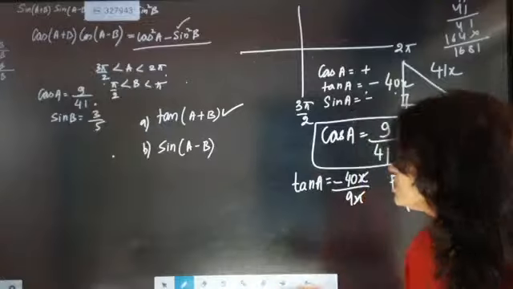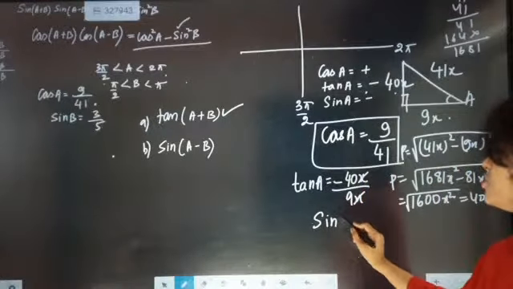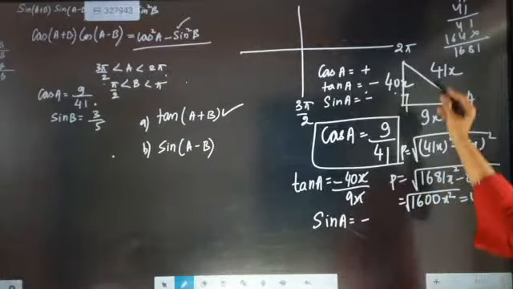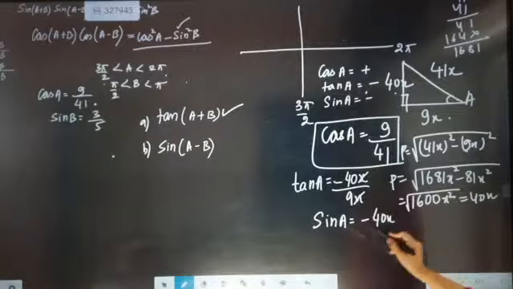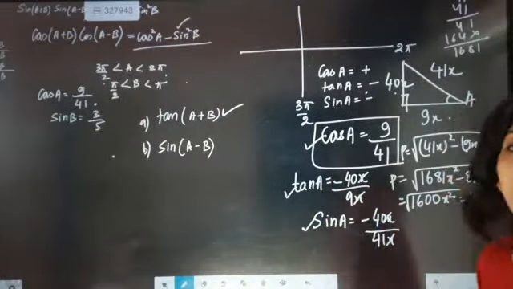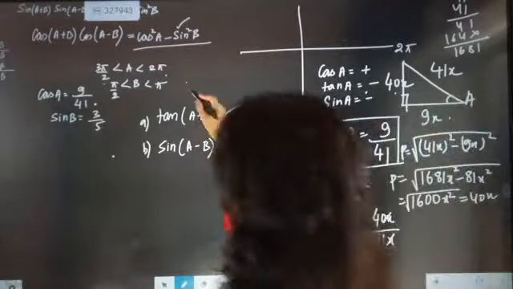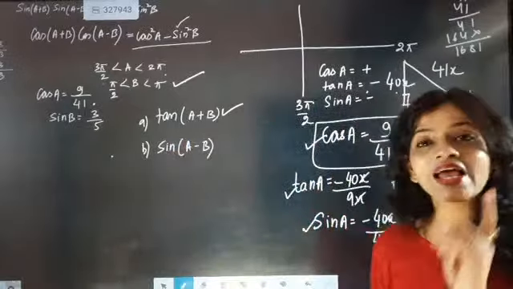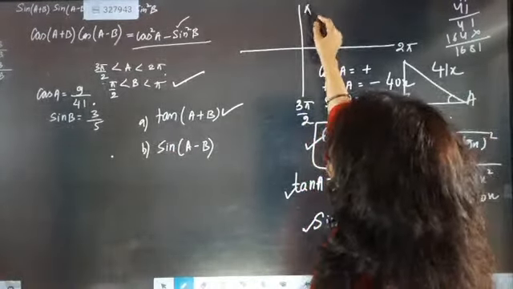Now sine. Since it is fourth quadrant, sin A will be equal to minus perpendicular by hypotenuse. So it is exactly going to come as minus 40 by 41. So now cos A, tan A, sin A, all three you got. Now we will be checking the B interval. Now B lies between 90 to 180.